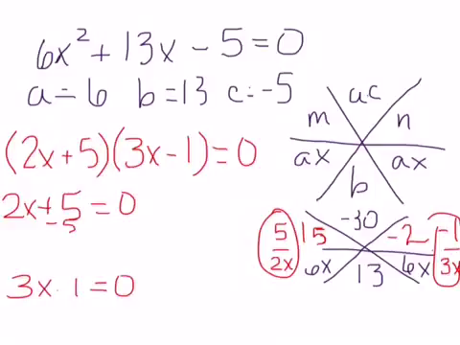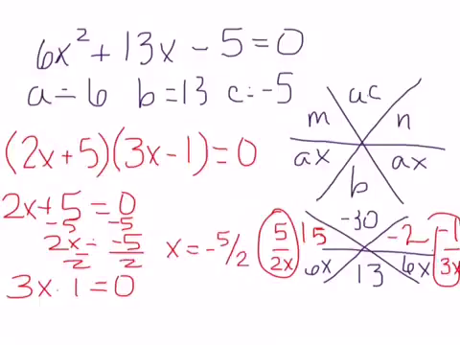Of course, we subtract 5 from both sides. 2x equals -5. Divide both sides by 2. And we have x equals -5/2. Here we're going to add 1 to both sides. So we have 3x equals 1. Divide both sides by 3, and we have x equals 1/3.